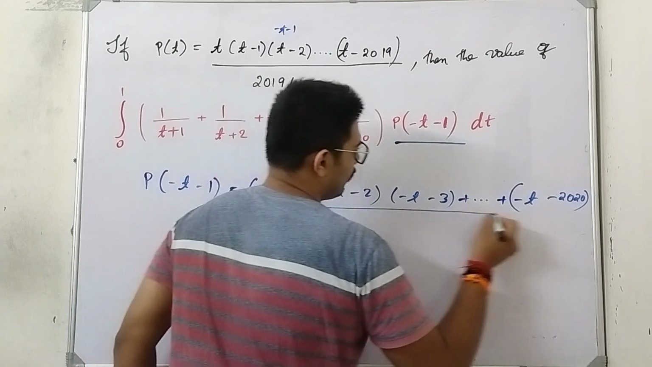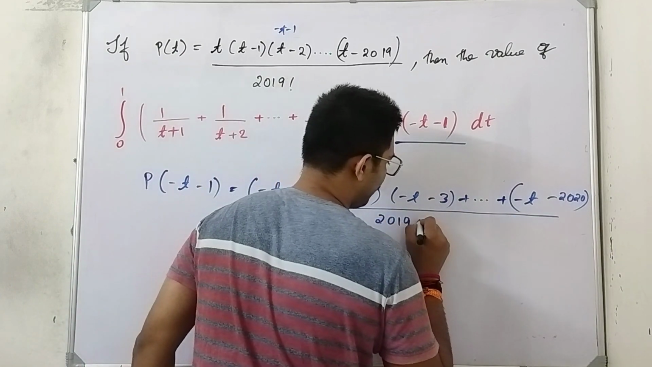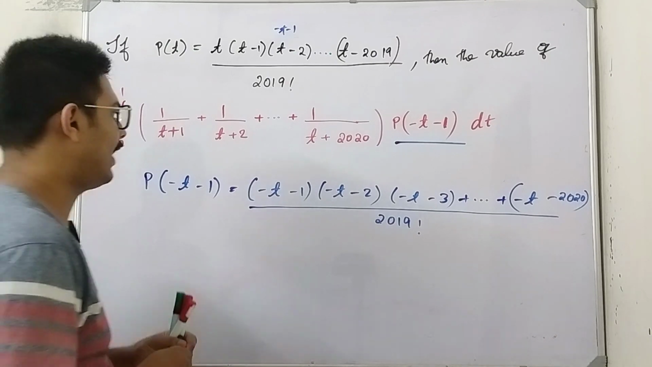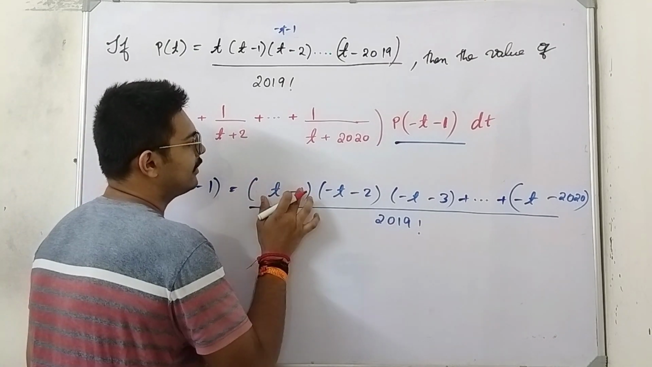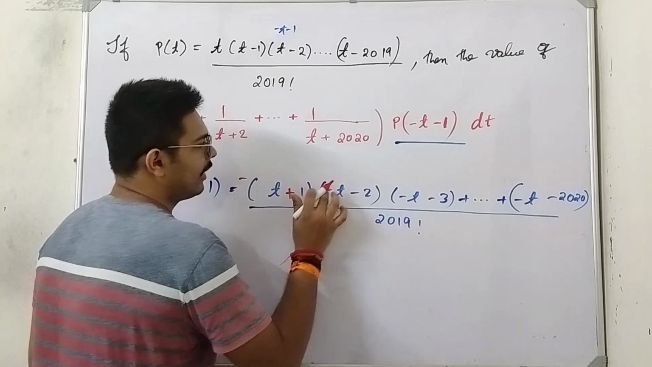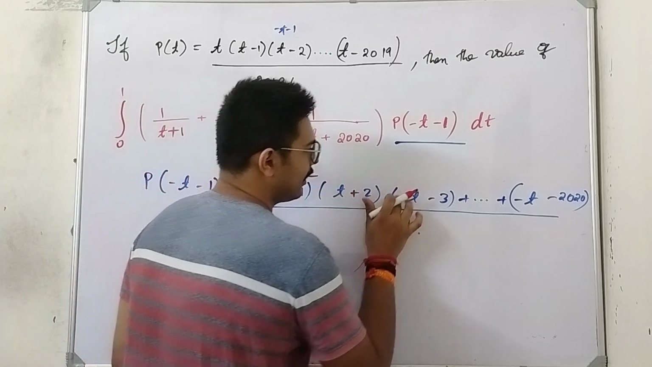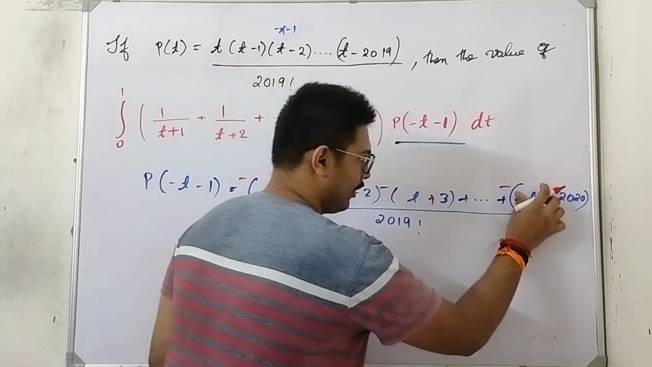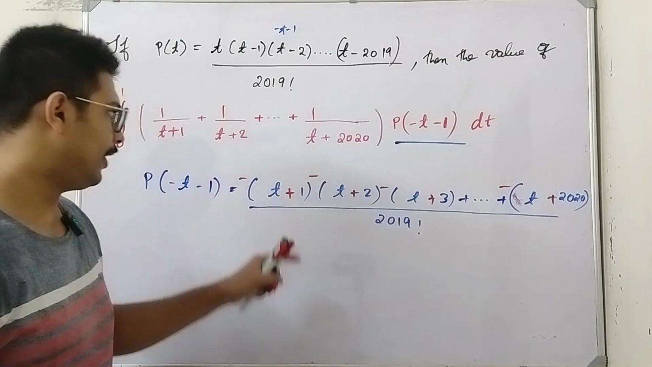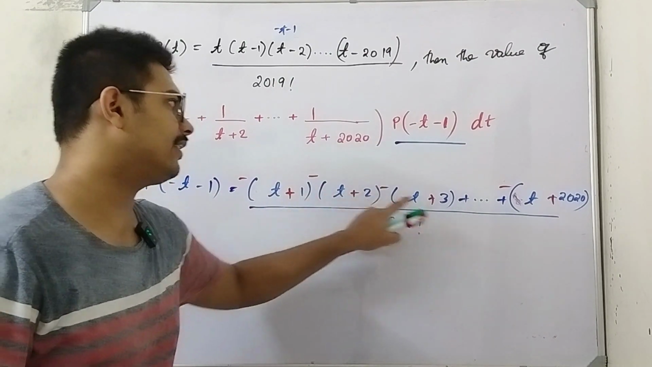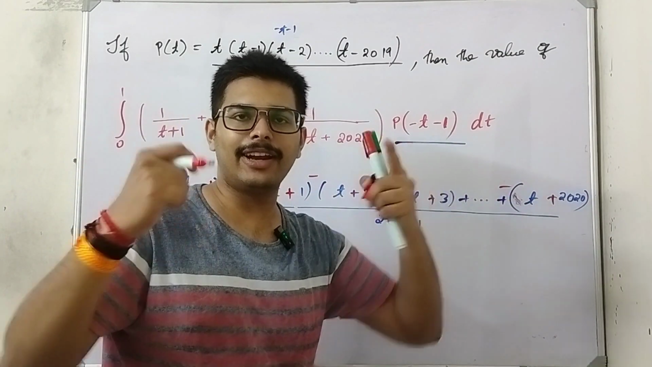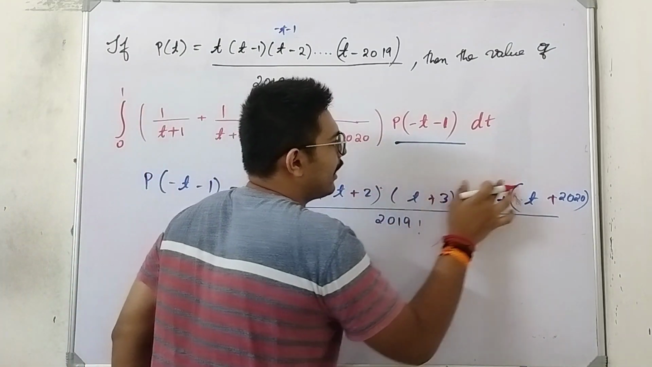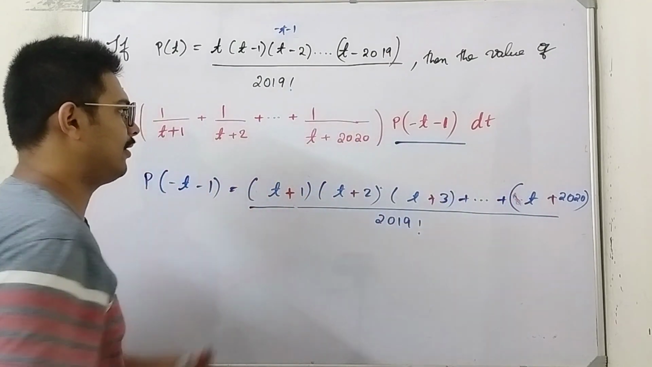The denominator will be 2019 factorial. Now we can take the negative sign out from each value. As I take the negative sign out, all the values will be positive. Now, how many terms are there? 1, 2, 3, up to 2020, which means an even number of terms. Even number of minus signs will cancel each other, which means our entire value P of minus t minus 1 will be this one.